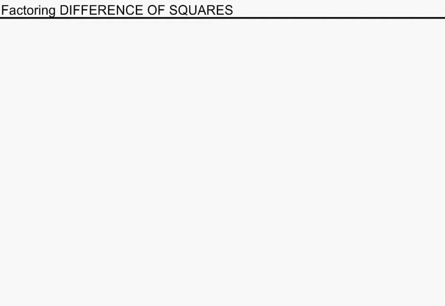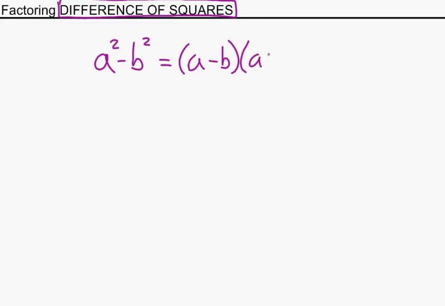When most people first learn about difference of squares as a method of factoring, they look at it in terms of factoring by pattern. So traditionally we see a squared minus b squared is factored into a minus b, a plus b, which is a fine way of looking at it.